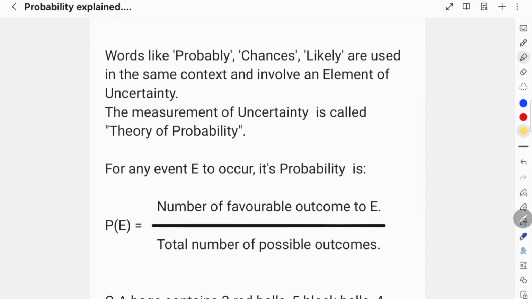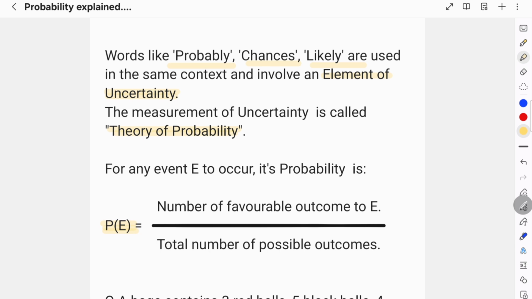Hi students, today let's understand probability. Whenever we use words like probably, chances, likely, we use them when there is some level of uncertainty. We are not sure about the outcome. The measurement of this uncertainty is called the theory of probability.